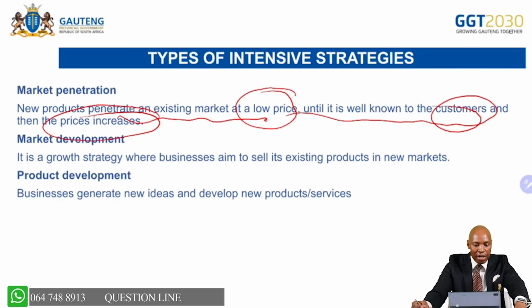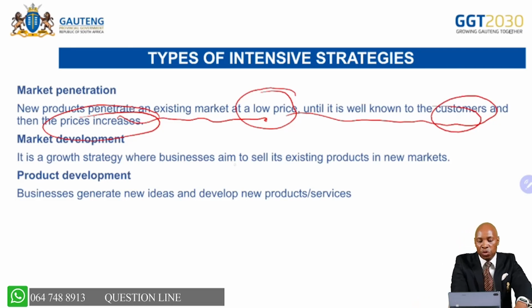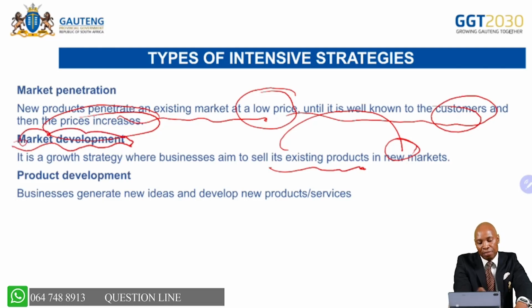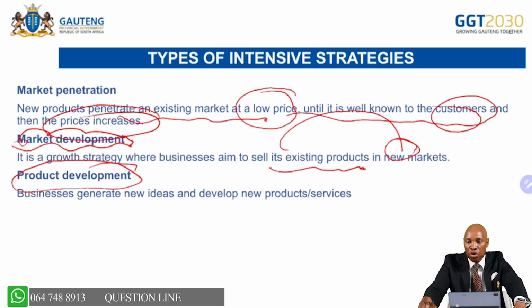Then what about market development? It is a growth strategy that aims at selling existing products. It's an existing product sold in a new market, because we are talking about what here? Market development. What is new here is the market. The market has developed. Then with your product development, what is new here is the product that has been modified. So those are your types of intensive strategy.